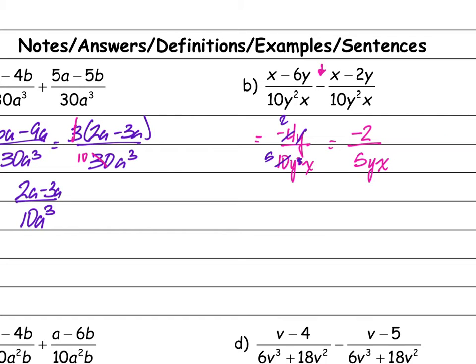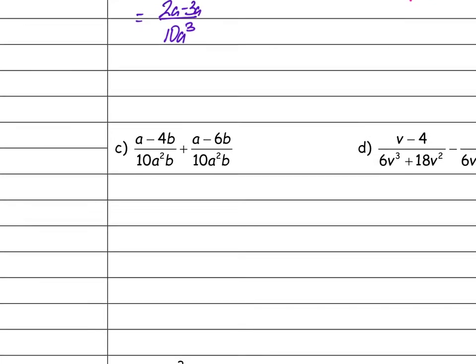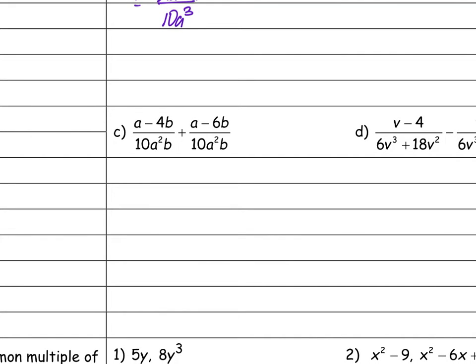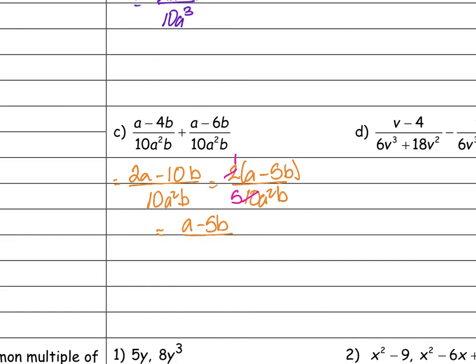And then, here we go. Same denominator again, add, so a plus a is 2a, and then minus 10b all over 10a squared b. So I can factor a 2 out, and I get a minus 5b all over 10a squared b. And 2 goes into 2 once, into 10 5 times. So I get a minus 5b divided by 5a squared b.